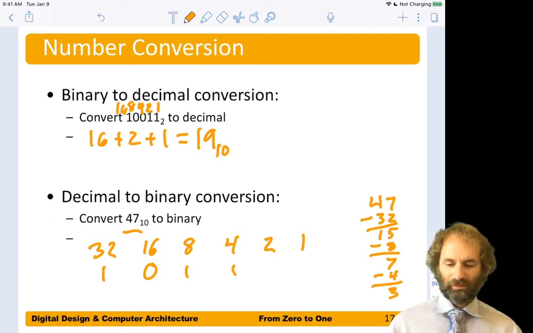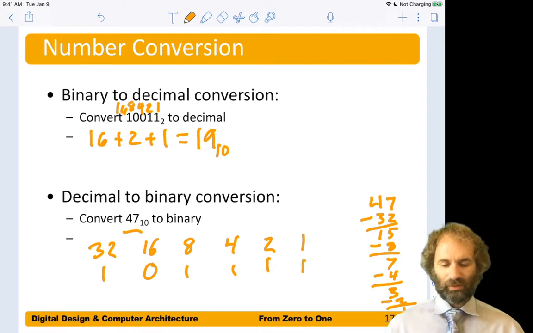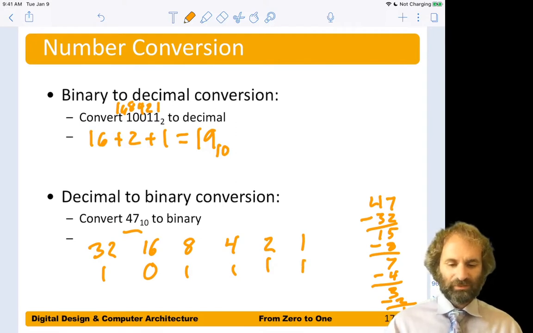2 is less than 3. So we need a 2, and that leaves 1, so we need a 1. So this is 32 plus 8 plus 4 plus 2 plus 1 equals 47. Or we could rewrite it more compactly, 101111 in binary.